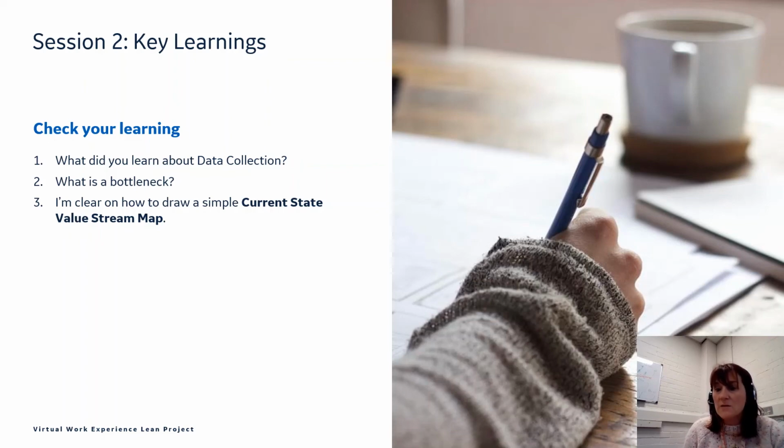A bottleneck, as we discussed, is where you're slowing down the process because you can't move on to the next step. And hopefully you're clear on how to create a current state value stream map. So just really basic. Please don't overcomplicate it and worry too much about it. As long as it makes sense and it's really simple, then it'll be absolutely perfect.